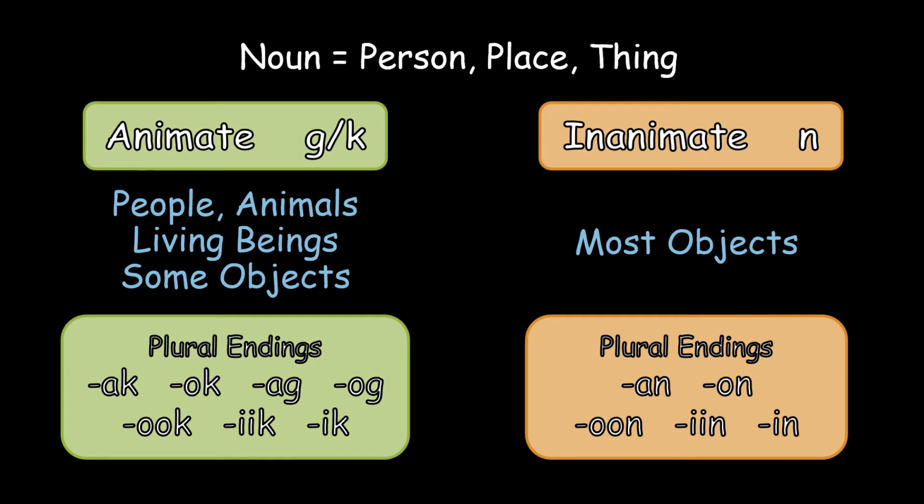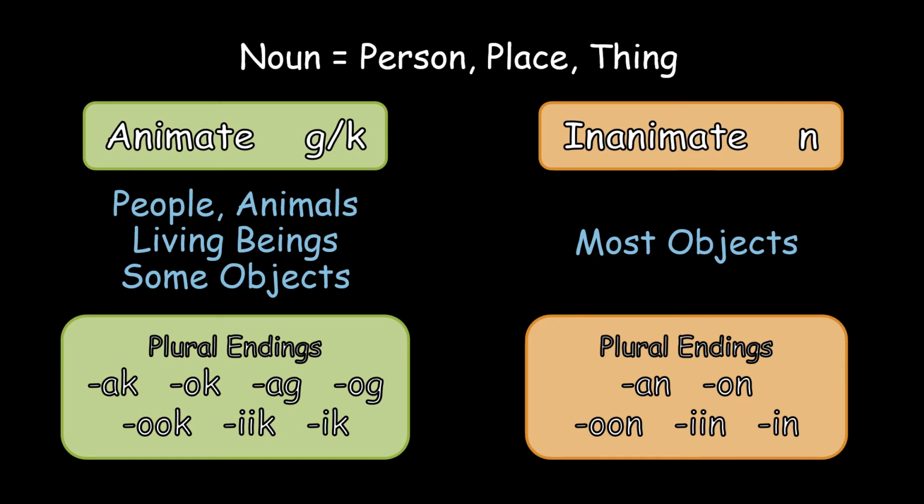As you can see, the plural ending is most commonly uk, but can be other forms: uk, ug, ook, eek, and ik. That is with a G or K. If you recall, G and K are similar in sound. Myself, and in this course, I will use the K ending.